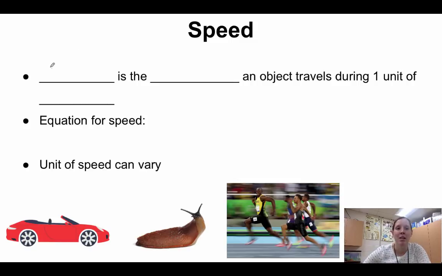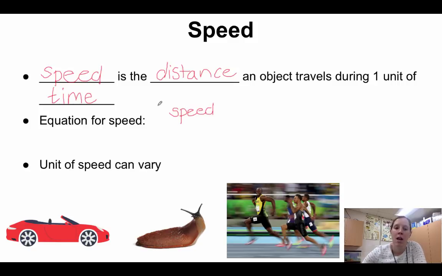So speed is the distance an object travels during 1 unit of time. So in order to calculate an object's speed, you would use this equation. Speed, and really I should say the average speed, is equal to the total distance divided by the amount of time that goes by.